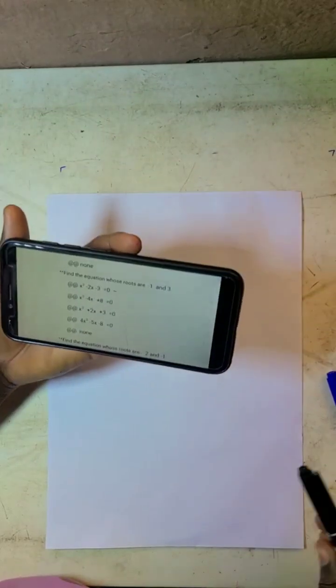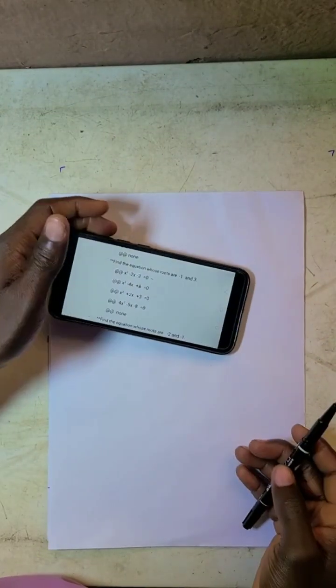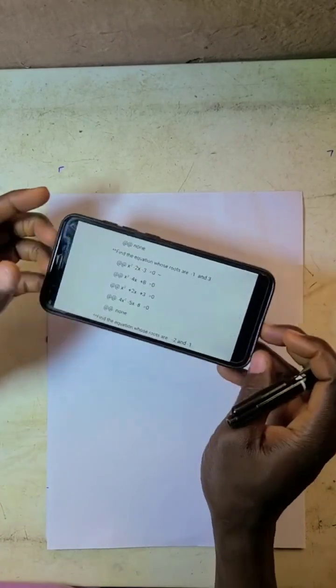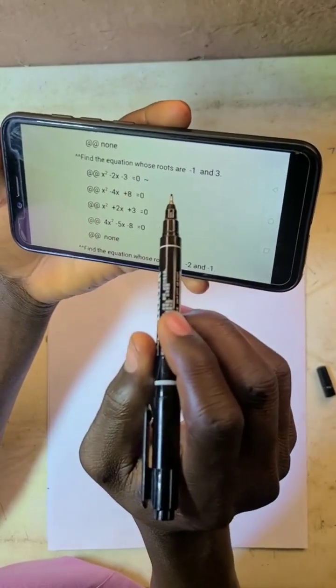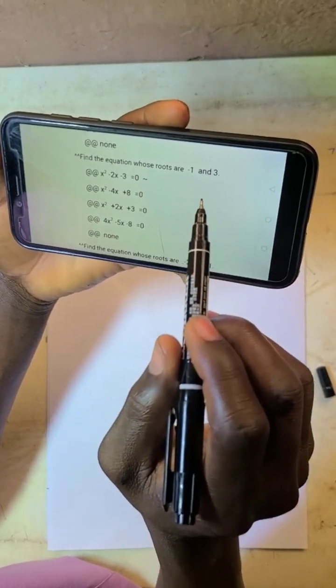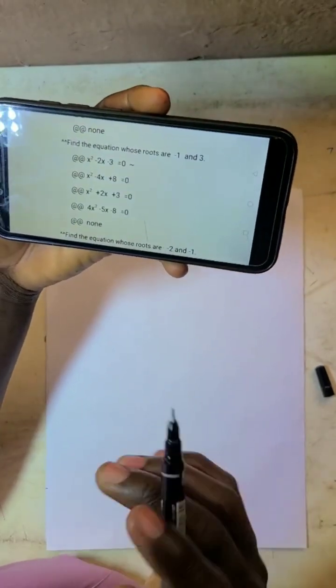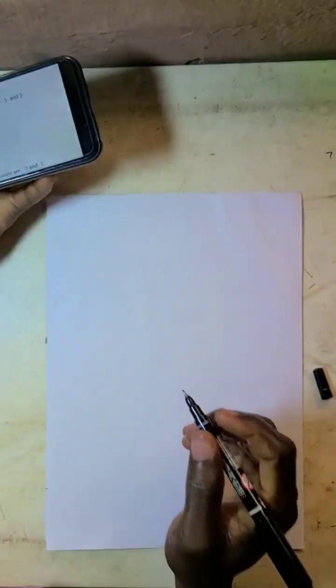Now we are going to solve another question on quadratic equation. As you know, quadratic equation is a very broad concept. Now this is the question before us. The question says, find the equation whose roots are -1 and 3. Any question that has two roots, two answers, is a quadratic equation.